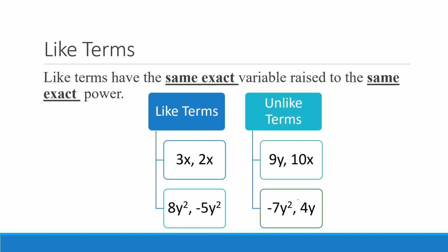Now, like terms have the same exact variable being raised to the same exact exponent. So I give you some examples of like terms on the left-hand side. 3x and 2x could be combined together. 8y squared and negative 5y squared could be combined together. Things that are unlike terms, things that have different variables, are unlike. Things that have the same variable but being raised to a different exponent are unlike. So we wouldn't be able to combine those together.